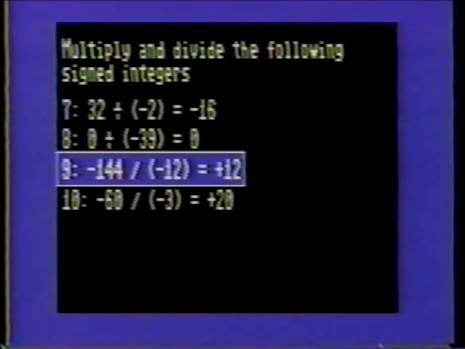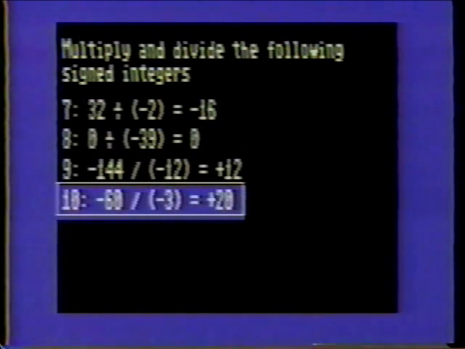Since problem 9 contains two negative signs, the quotient will be positive. Negative 144 divided by negative 12 is positive 12. Problem 10. Negative 60 divided by negative 3 is positive 20.